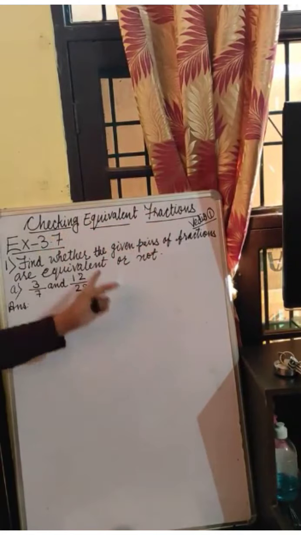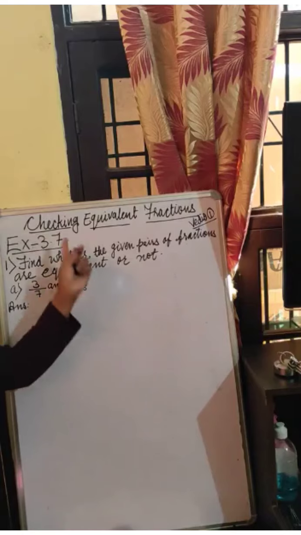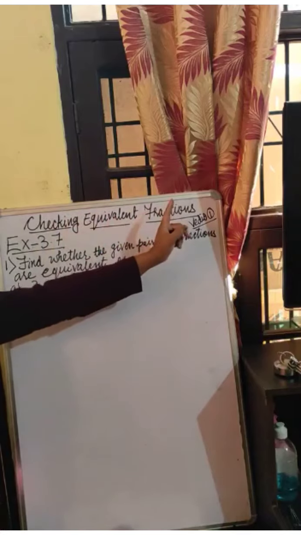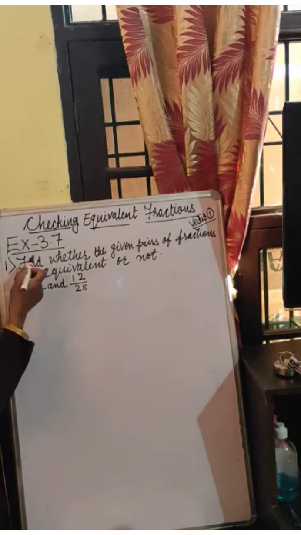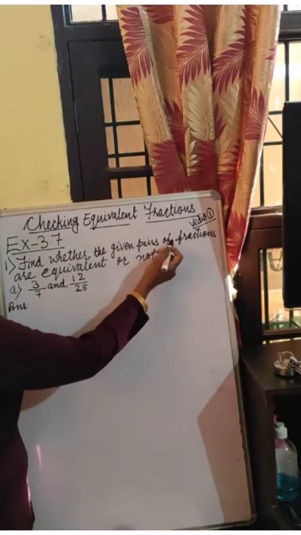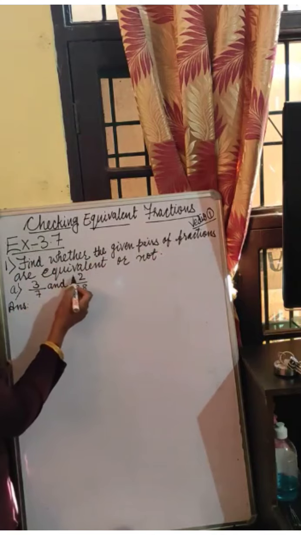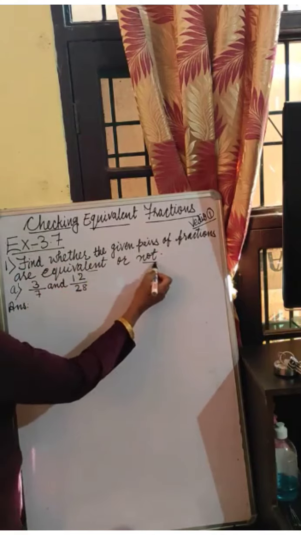Exercise 3.7, checking equivalent fractions. Already you have learned about equivalent fractions, how to make an equivalent fraction for a given fraction. Now in question number 1, find whether the given pairs of fractions are equivalent or not equivalent.